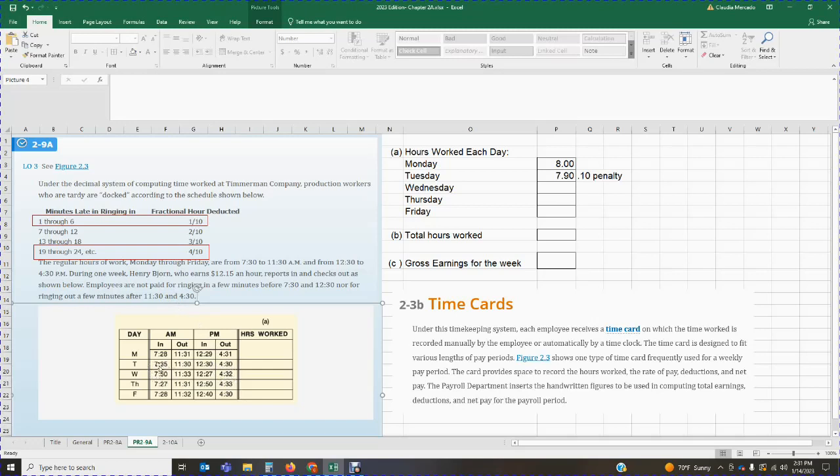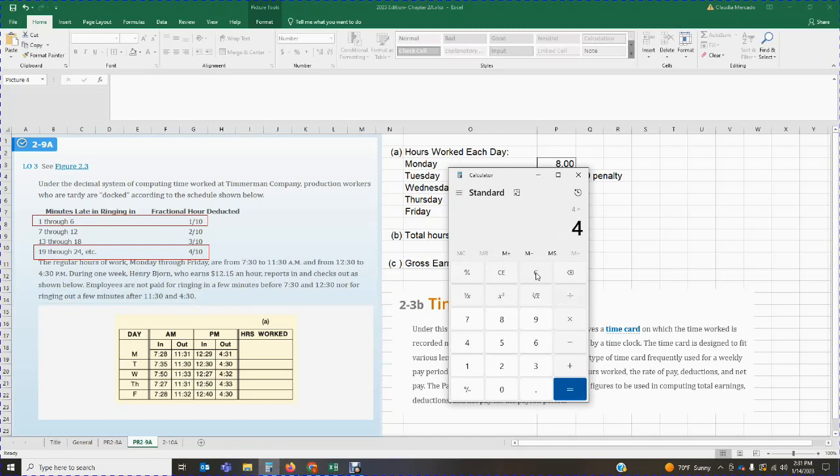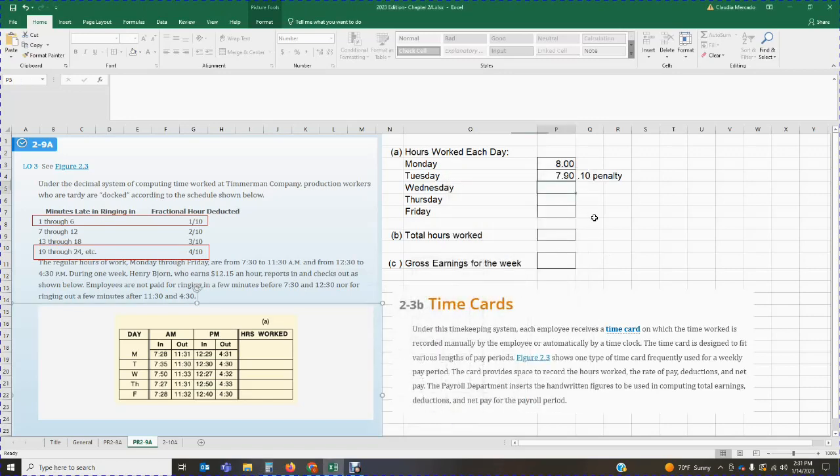So the only item that we have to adjust for is him clocking in at 7:50 when he should have clocked in at 7:30. So that's a 20-minute penalty. That means that we are going to dock him 4/10. 4 divided by 10 gives you 0.40. And then 1 minus 0.40, that means that he's going to get paid 7.6 for this day. So we have 7.60 is what he's going to get paid, and there's a 0.40 penalty.